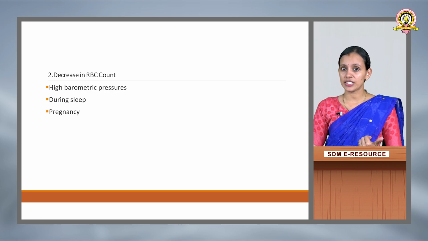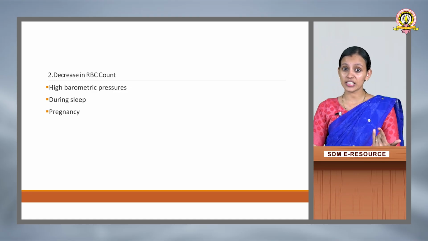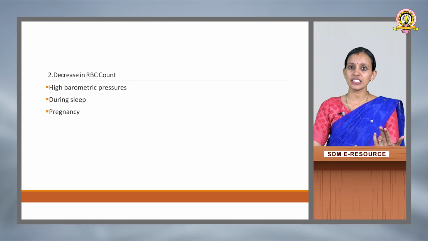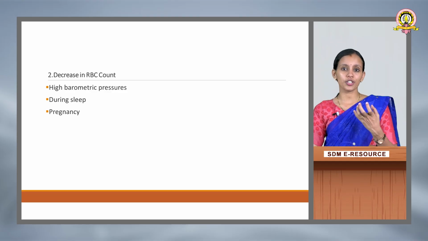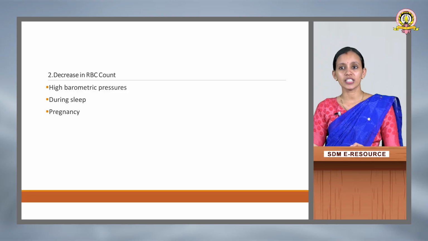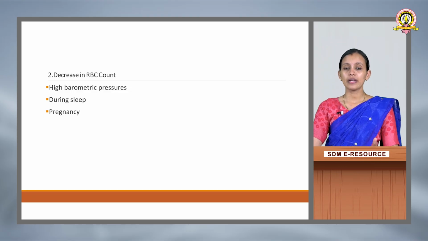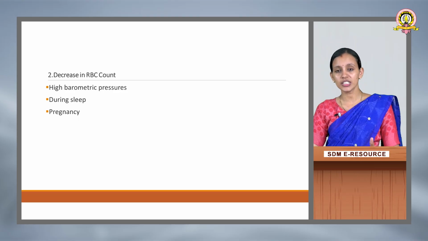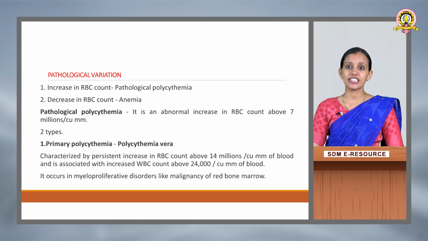And during pregnancy, the ECF volume and plasma volume will be increased, so there will be hemodilution. So, the concentration of blood cells will be decreased. So, with high barometric pressure, during sleep and during pregnancy, the RBC count will generally be low. These are the physiological variations. Next we will see the pathological variations.